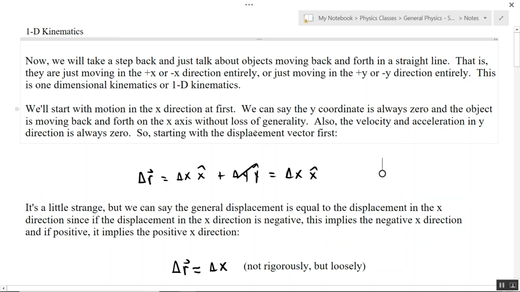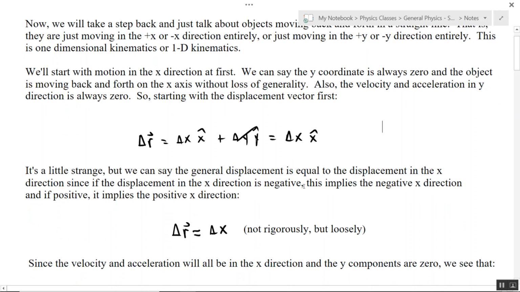So therefore, if you're just talking about 1D kinematics, just things moving back and forth on the x-axis, your delta r is just delta x, x hat, right? There's no y part.